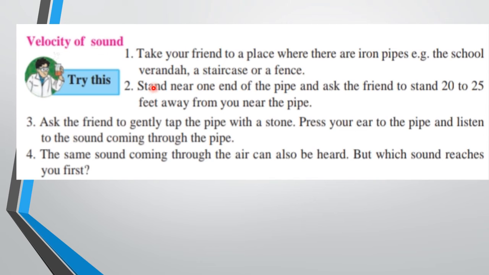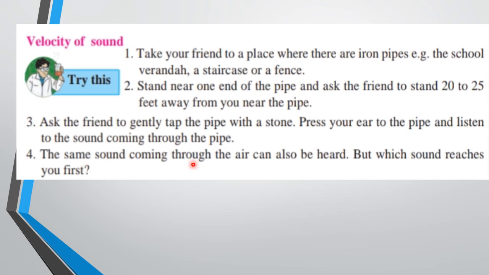So there is a small activity which says take your friend to a place where there are iron pipes, for example the school veranda, staircase or a fence. Stand near one end of the pipe and ask the friend to stand 20 to 25 feet away from you near the pipe. Ask the friend to gently tap the pipe with a stone. Press your ear to the pipe and listen to the sound coming through the pipe.